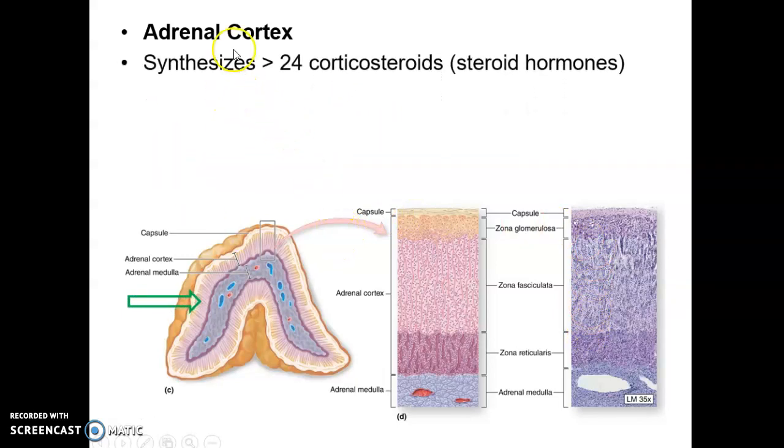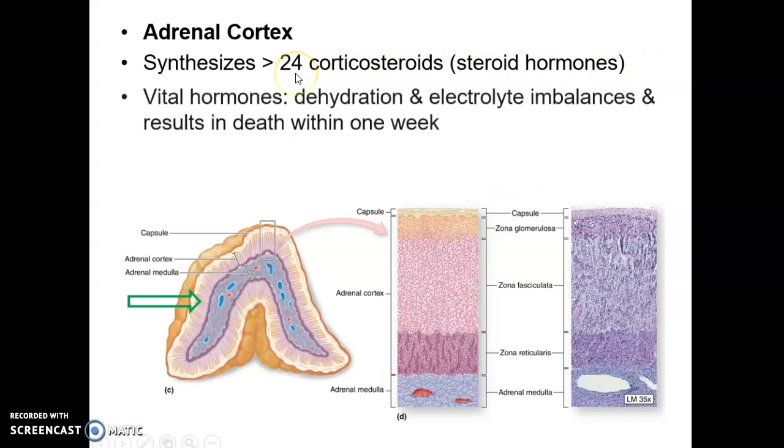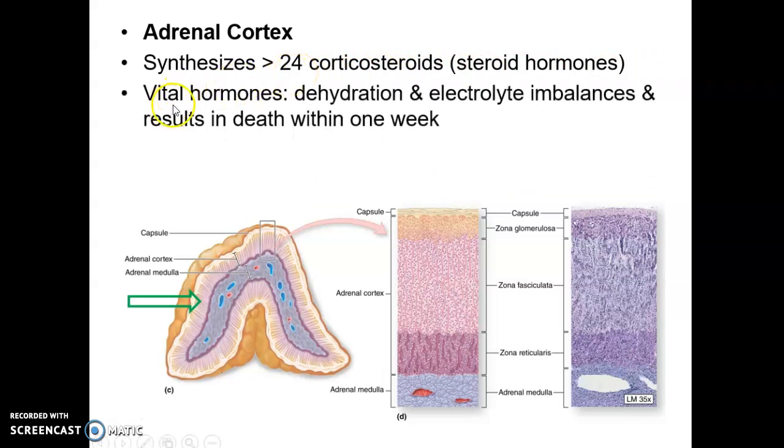So what's produced by the adrenal cortex? Over 24 steroid hormones from the adrenal cortex. We only need to know a couple of them. These are vital hormones. You can get severe dehydration and electrolyte imbalances, and that can result in death literally within a week.